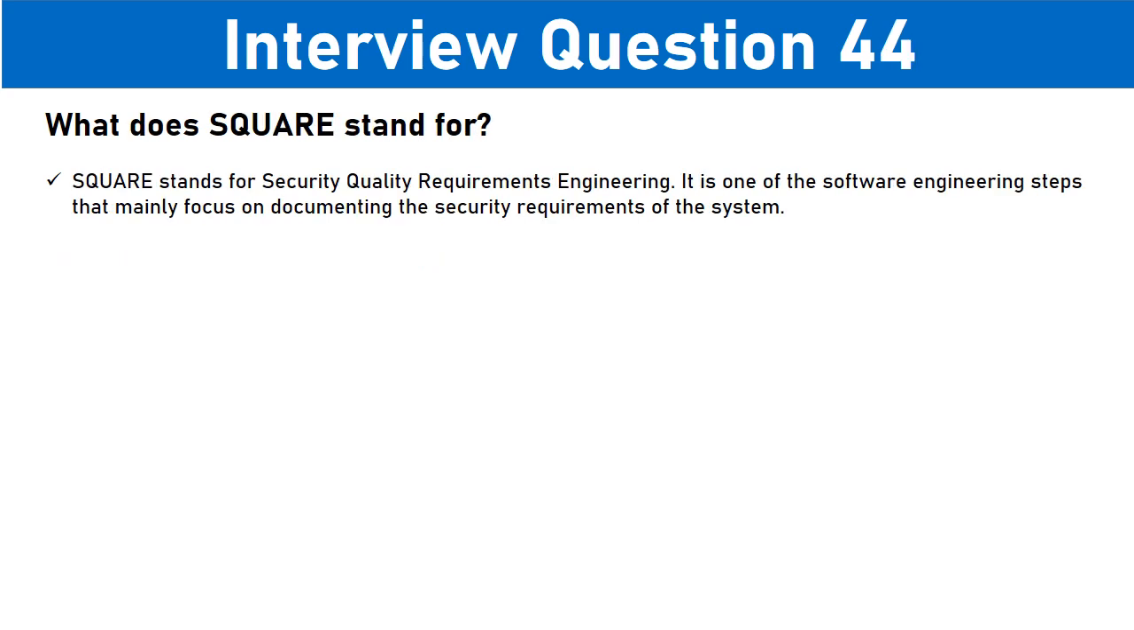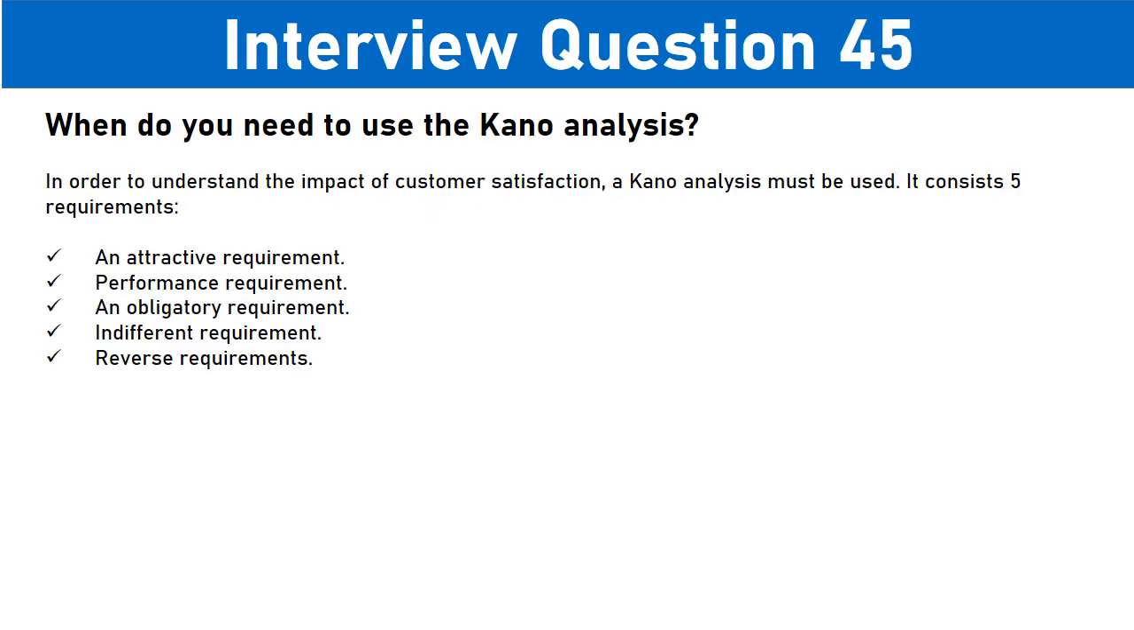Interview question 44. What does SQUARE stand for? SQUARE stands for Security Quality Requirements Engineering. It is one of the software engineering steps that mainly focuses on documenting the security requirements of the system. Interview question 45. When do you need to use the Kano analysis? In order to understand the impact on customer satisfaction, a Kano analysis must be used. It consists of 5 requirements: attractive requirement, performance requirement, obligatory requirement, indifferent requirement, reverse requirement.